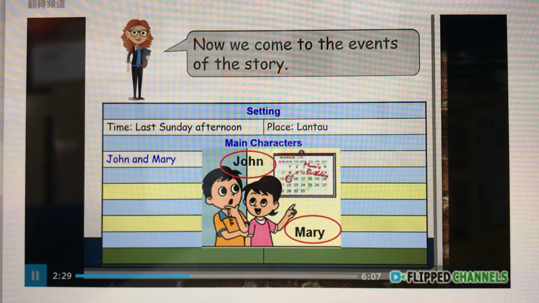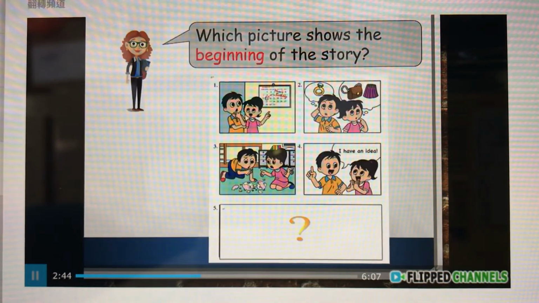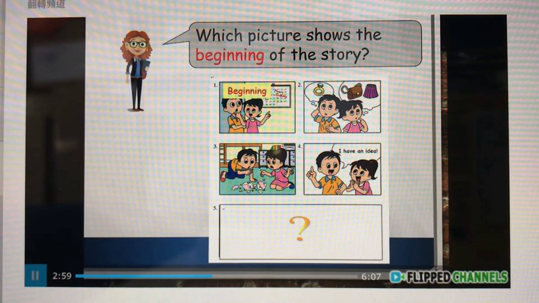Now we come to the events of the story. Do you remember the 3 sessions of a story? They are beginning, middle, and ending. Which picture shows the beginning of the story? Very good. Picture 1 is the beginning of the story. And you can see the main characters are there, John and Mary.